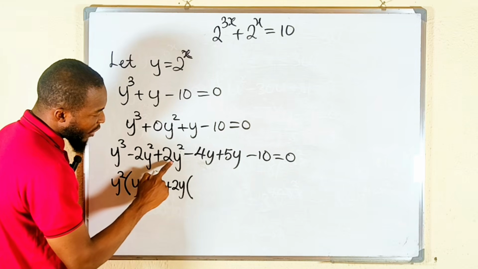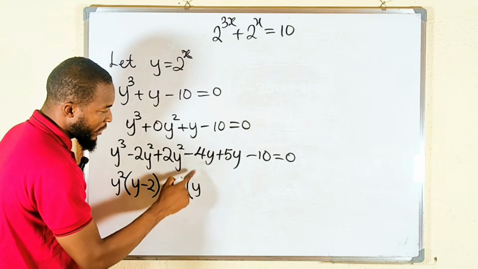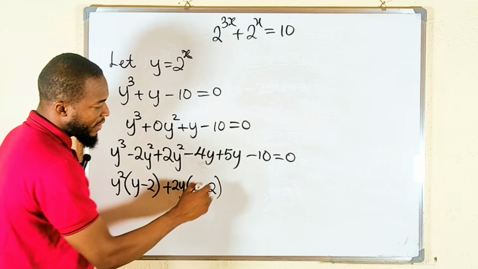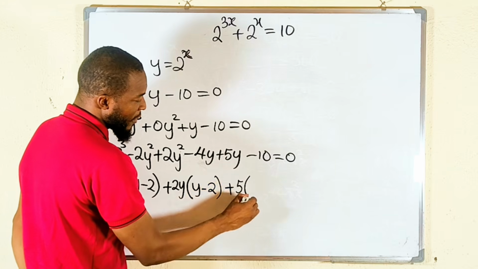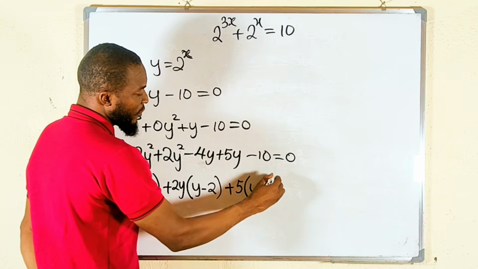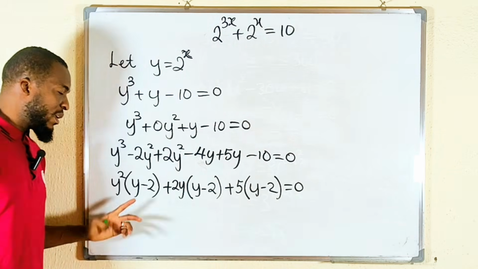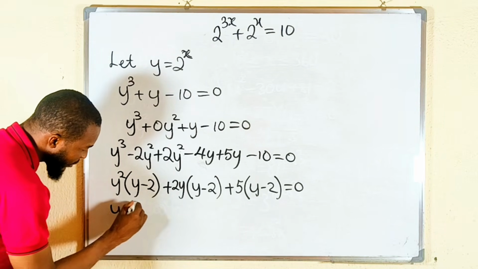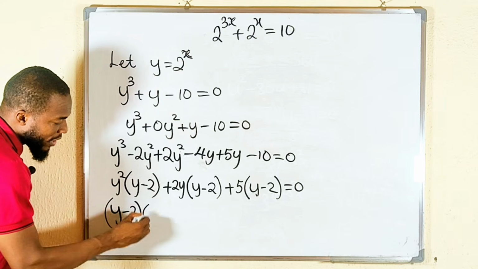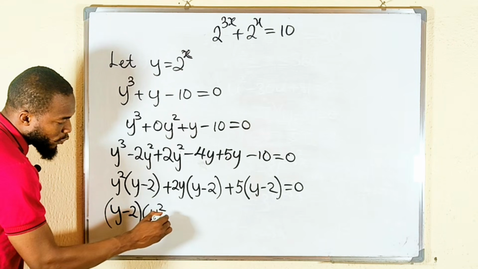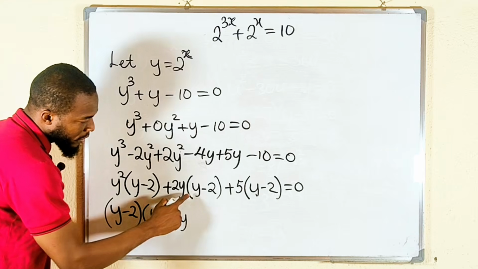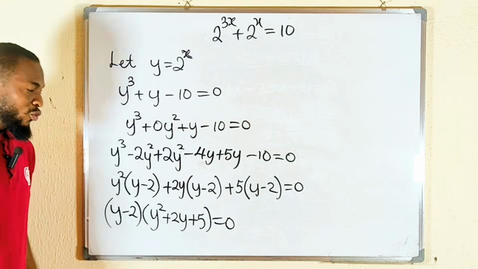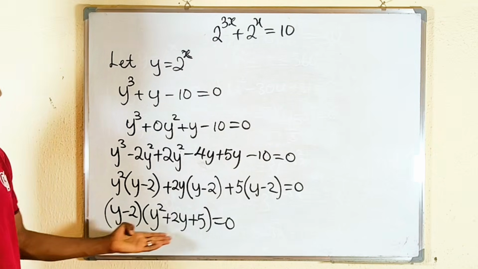Inside, 2 is outside. 1y is outside. You still have a y. Minus 4y divided by this will be minus 2. Then lastly, you have plus 5. Y minus 2. So you can see that all the terms in the bracket are the same. You bring one of them outside. Then you have y squared here, plus 2y, then plus 5, equals 0.